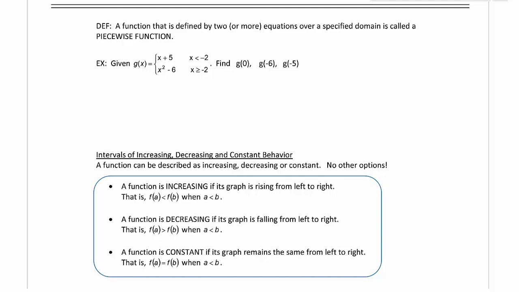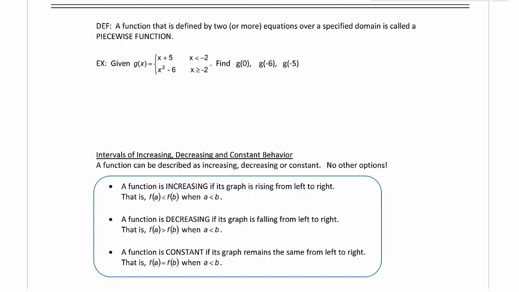This video is going to provide us with an introduction to piecewise functions as well as increasing, decreasing, and constant graphs. A function that is defined by two or more equations over a specified domain is called a piecewise function. So here we have one, g of x. G of x equals x plus 5 if x is strictly less than -2, and it's x squared minus 6 when x is greater than or equal to -2.